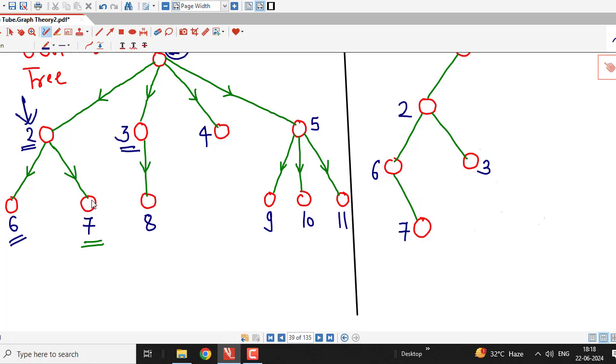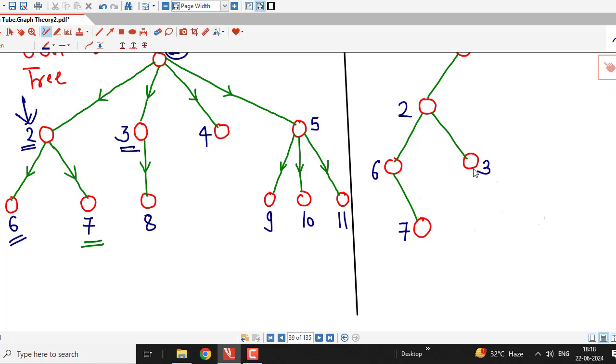Now for 7, left child of 7 will be equal to leftmost child of 7 in general tree, but 7 has no child in general tree. Therefore 7 has no left child. Right child of 7 will be right sibling of 7 in general tree, but 7 has no right sibling. So here we stop. Now we check for 3.